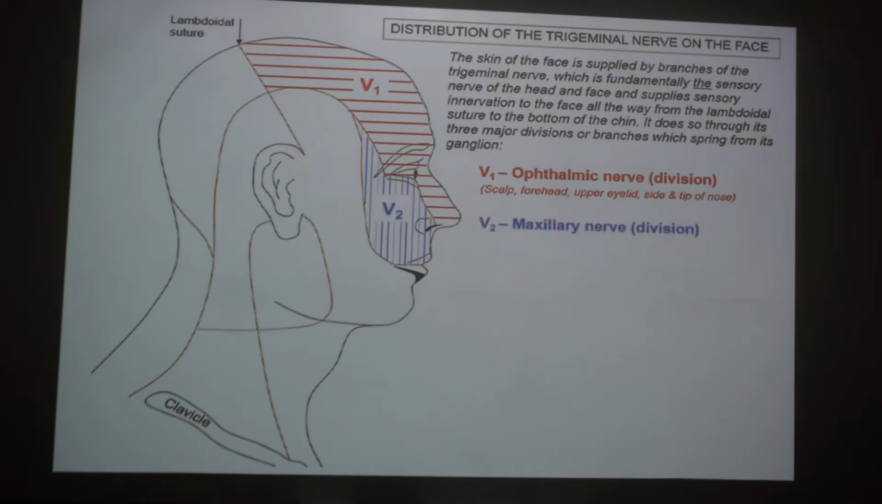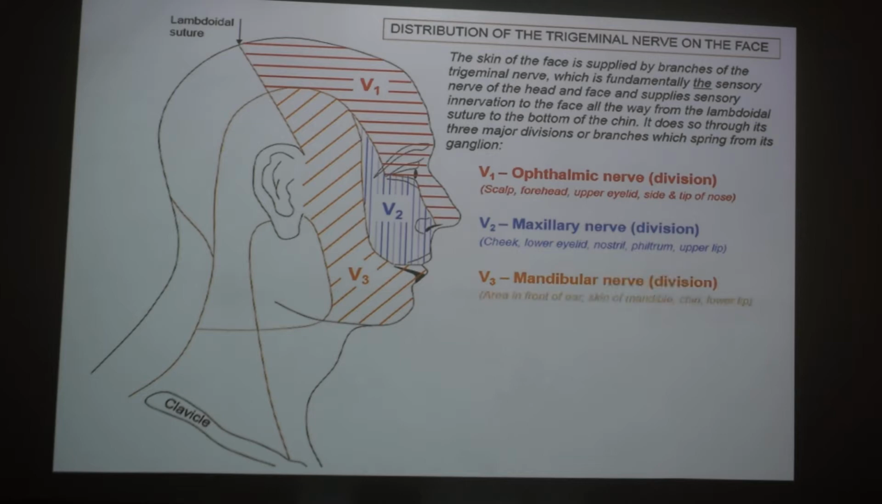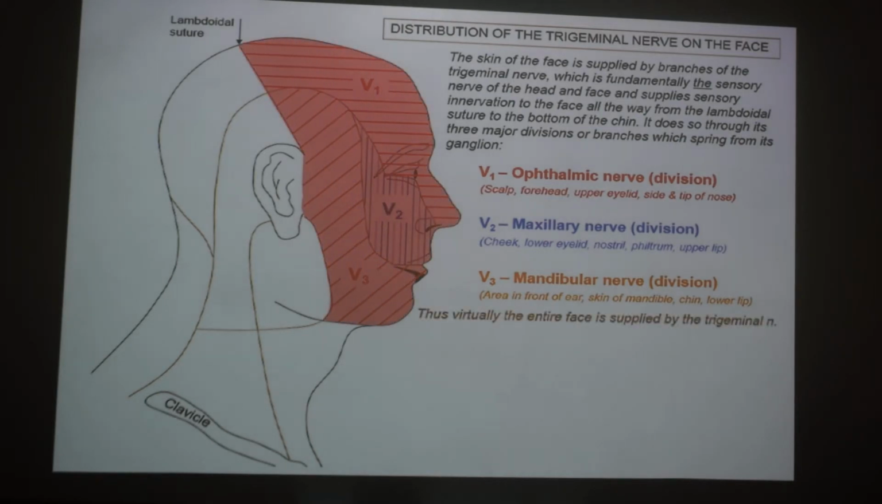V2 is going to supply the cheek, the lower eyelid, nostril, the philtrum, which is the central part of your lip, and the upper lip. And the mandibular division is going to supply the area in front of the ear, skin of the mandible, chin and the lower lip. If we see this, basically the entire face is supplied by the trigeminal nerve.